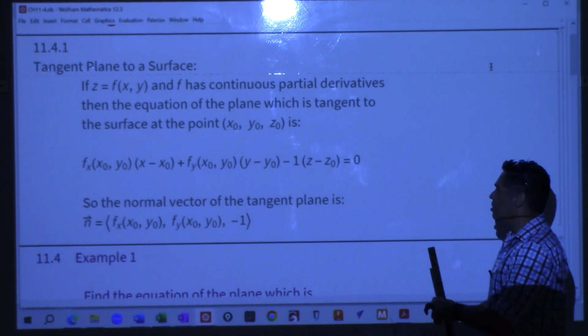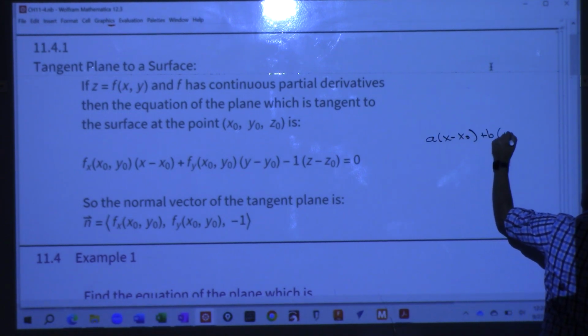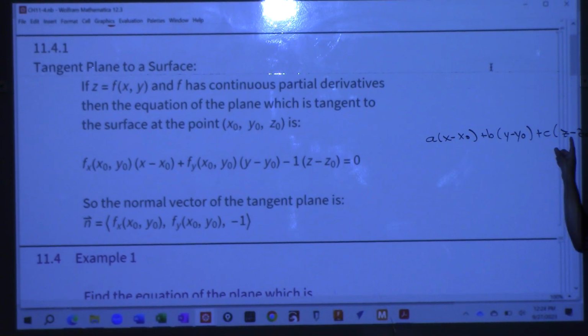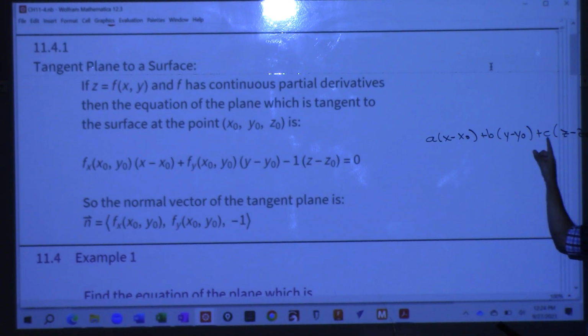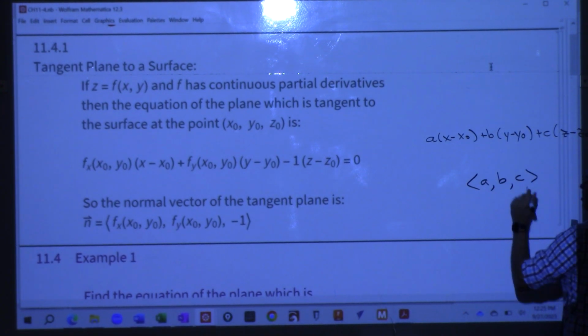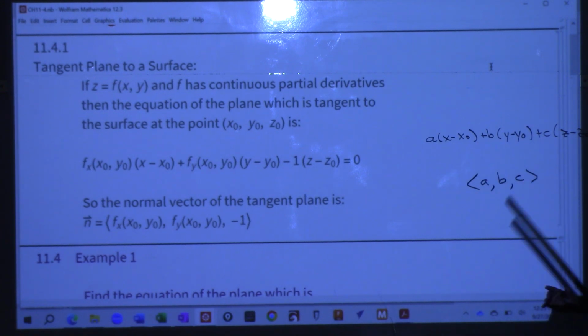What's the generic equation of a plane? A times (x minus x naught) plus B times (y minus y naught) plus C times (z minus z naught). That should be old news to you by now. That's the generic equation of a plane, where x naught, y naught, z naught is a point, and A, B, C is the what? It's the components of the vector that's called the normal vector of that plane. The coefficients out here are just the components of the normal vector.